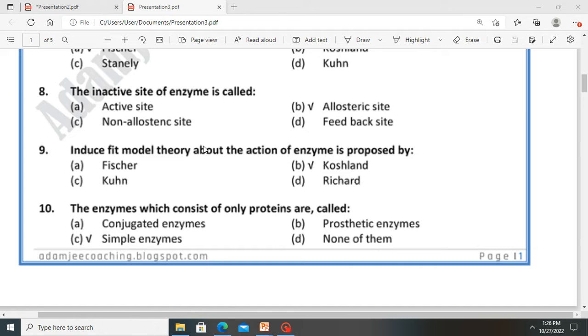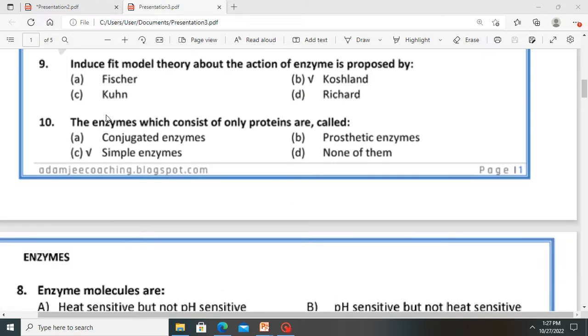The enzymes which consist of only proteins are called. So if enzymes consist of only proteins without any other conjugate, those are what we call simple enzymes, also called apoenzymes. If they get bound to a molecule, we call them a conjugated enzyme. If that molecule is not removable, we call that group a prosthetic group. So simple enzymes are basically enzymes which consist of only proteins.